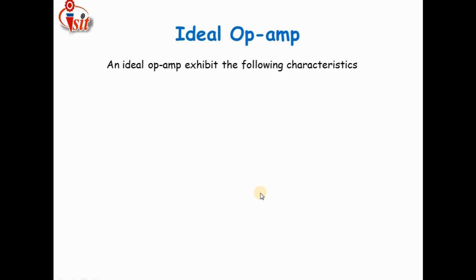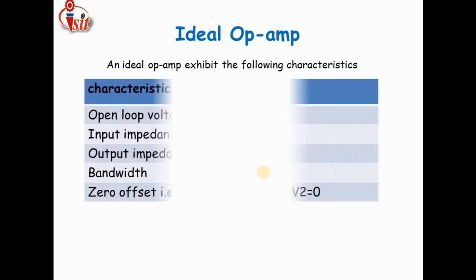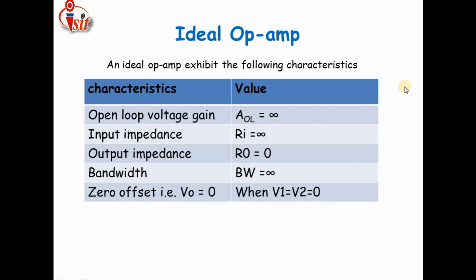All these things are related to the op-amp in general, but there are some ideal characteristics related to the op-amp. What are these? Just see. An ideal op-amp exhibits the following characteristics. First, open loop voltage gain. Gain we always represent by the letter A, and that letter A is used everywhere in analog circuits to represent gain. That is the open loop gain. Here I have represented that A with suffix OL, O for open, L for loop. Open loop gain for the ideal op-amp is infinity.